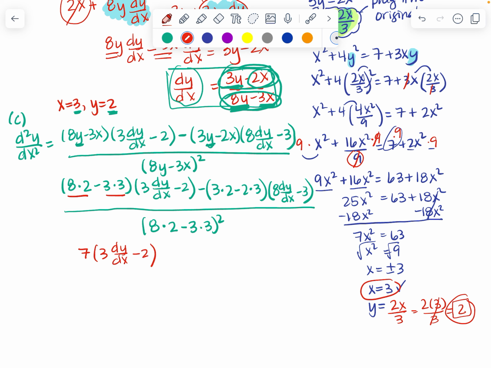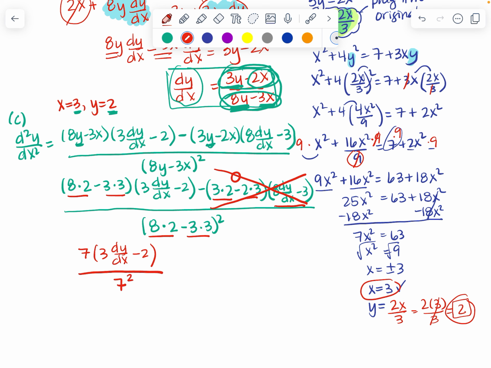And then you guys, something super magical happens. Watch this. 3 times 2 is 6. 2 times 3 is also 6. 6 minus 6 is 0. Hey, that's great news because 0 times this is 0. All of this goes away. That is like music to my ears. Okay, then on the bottom, 16 minus 9. 16 minus 9 is 7, right? And then it's getting squared.